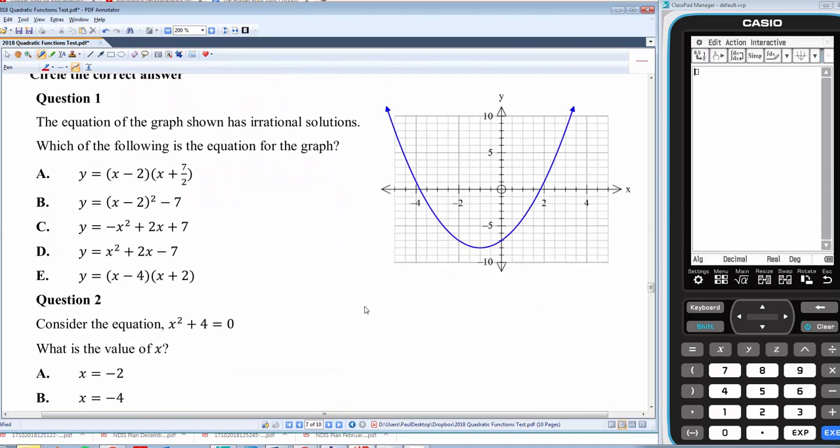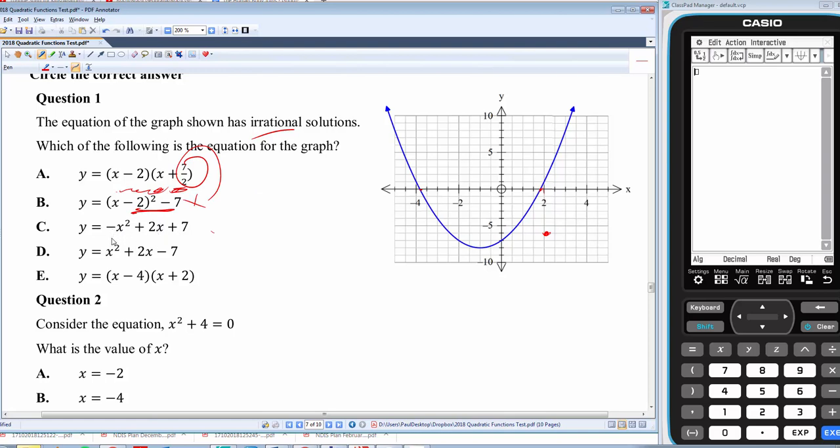Okay, this one here says the equation of the graph shown has irrational solutions. Alright, so here are the irrational solutions. Many students went for this one here because maybe they thought that's irrational. 7 on 2 is 3.5, completely rational number. This one here moves the turning point 2 to the right, 7 down, 2 to the right, 7 down. That's where that turning point will be. No way.